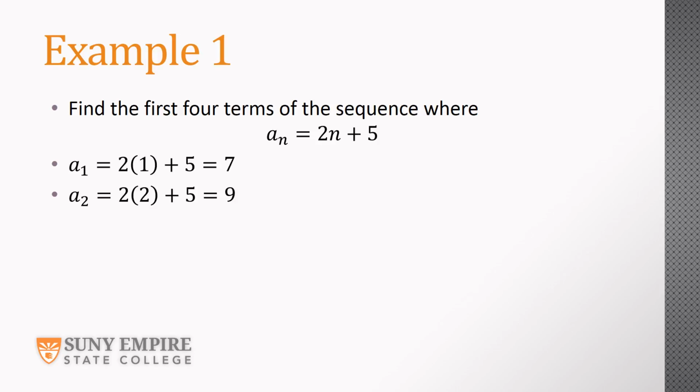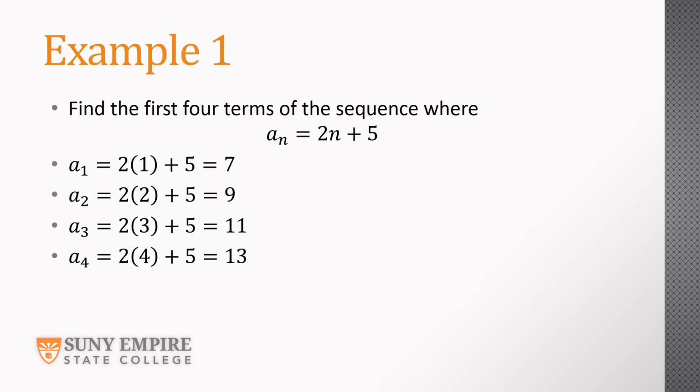A sub 2 is then 2 multiplied by 2 plus 5. A sub 2 equals 9. To find a sub 3, we multiply 2 by 3 and add 5, giving us a sub 3 equal to 11. Finally, a sub 4 is 2 multiplied by 4 plus 5, which equals 13.